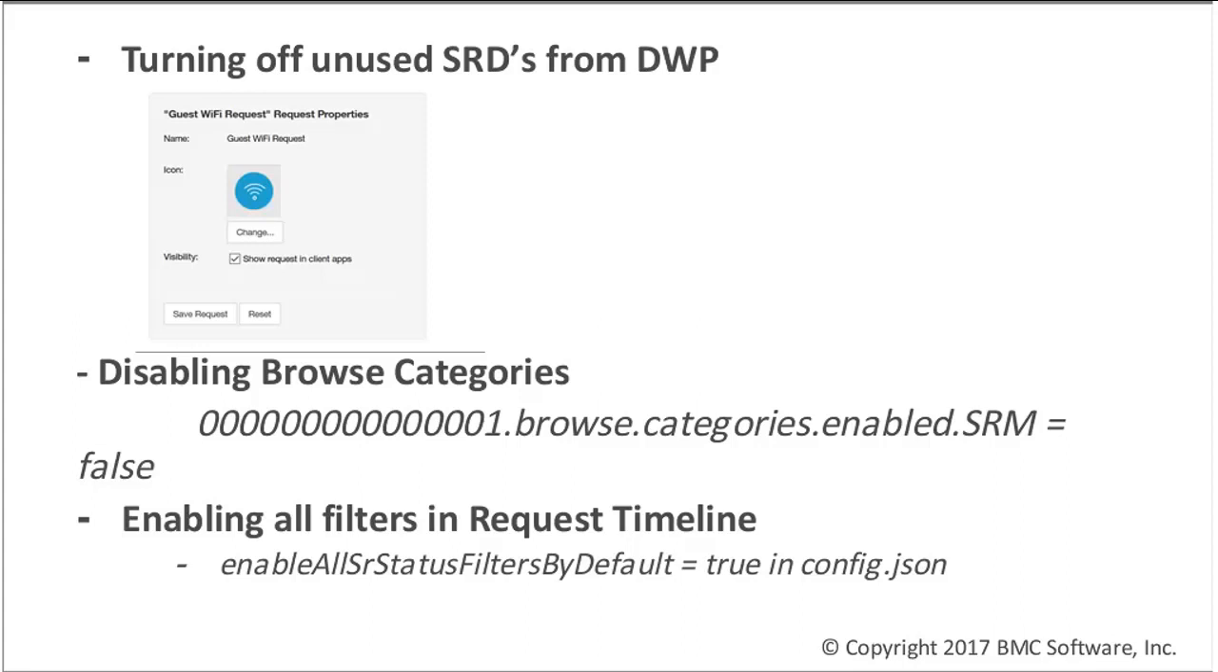The first one you see here is the tenant ID. By default, it is 1. Then there is the browse categories enabled SRM property. You can set it to true or false. If you set this to false, then the browse categories will not show up in the client view.